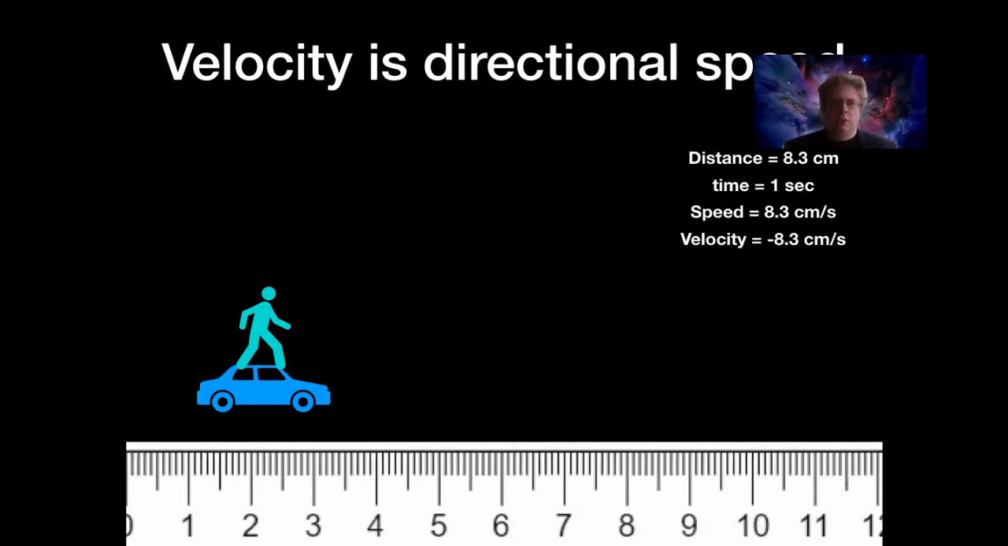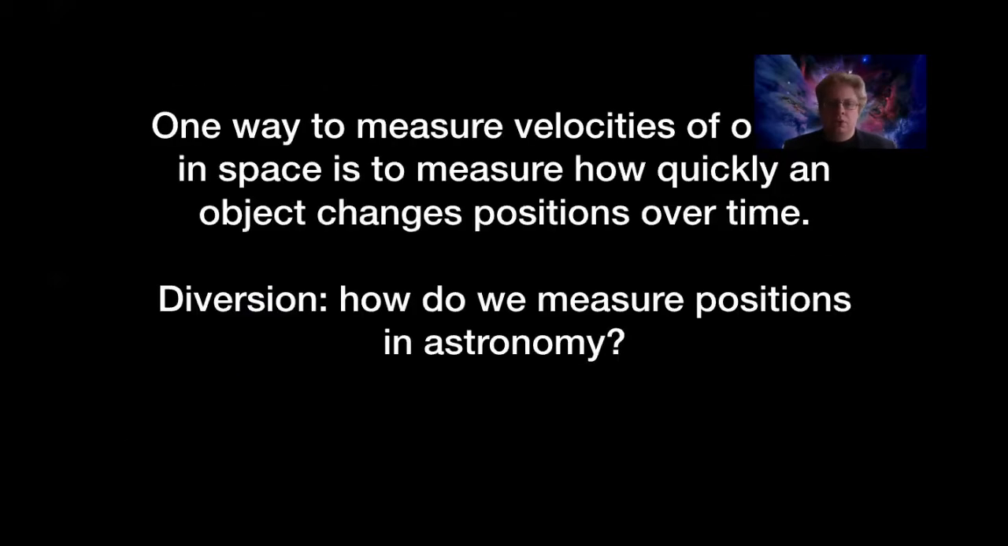And this is something that we care about when we try to figure out where things are moving, because often we care just as much where they're going as how fast they're getting there. So one way that you can measure velocities of a thing in space is to measure how quickly an object changes its position over time. That's basically what we were doing with the guy on top of the car. We were seeing how fast his position changed over a certain period of time.